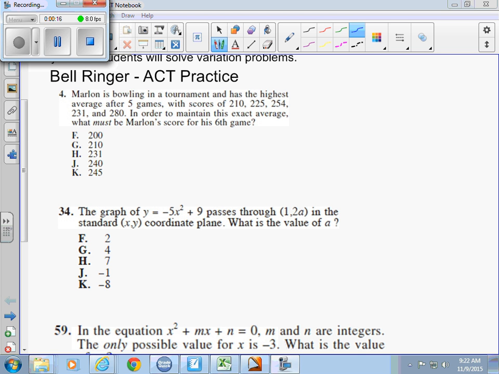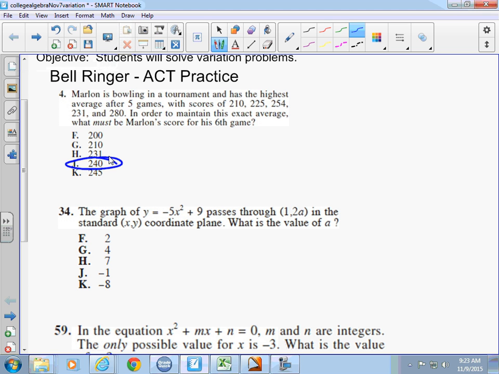How'd you get it? Add them all up, divide by 5, which gives you the average score. Everyone agree? And the average score is 240. Is that right? Well, wouldn't he have to score another 240 to keep the same average? Any questions about that? That is so easy. What do you got?